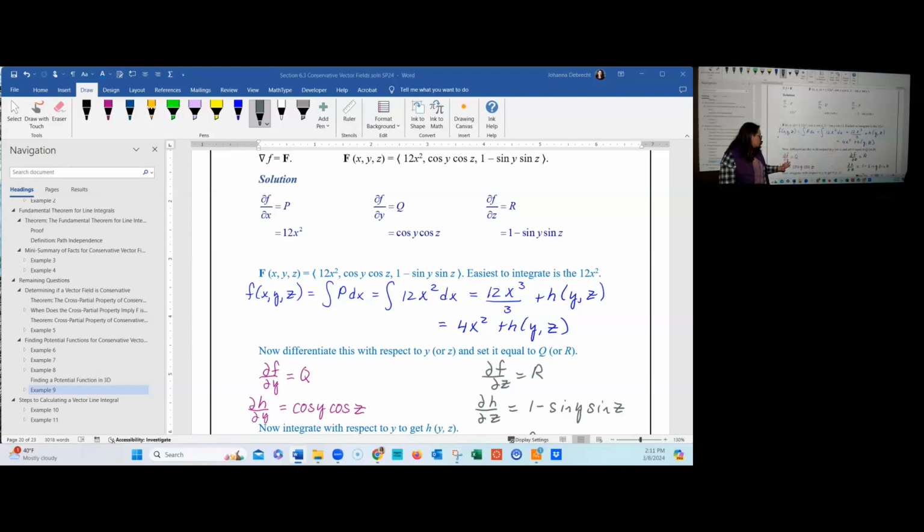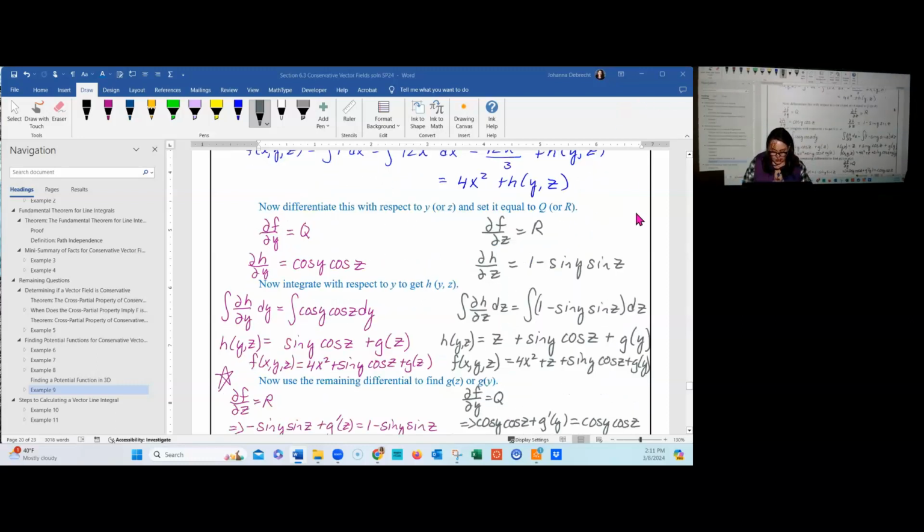Then I need to use either the partial of f with respect to y equal q or the partial of f with respect to z equal to r in order to get a handle on what h of y and z is. In this case, it doesn't matter which one you choose because they're both equally as easy. I've gone ahead and done it with respect to both variables and color-coded it so that you can follow along.